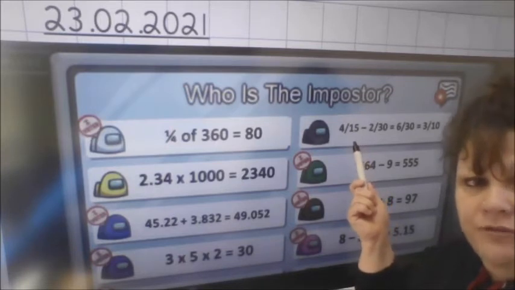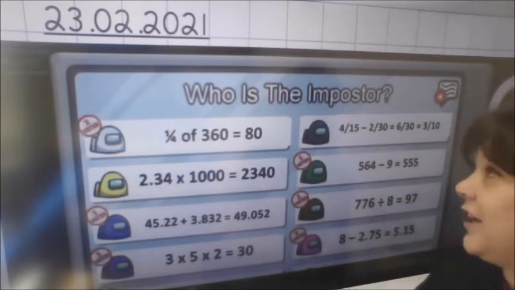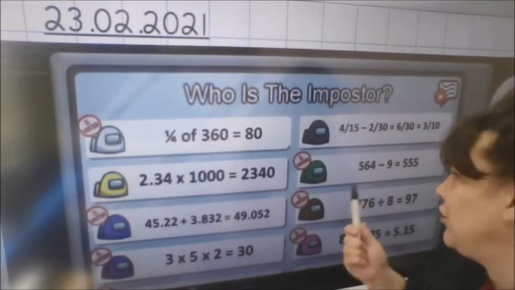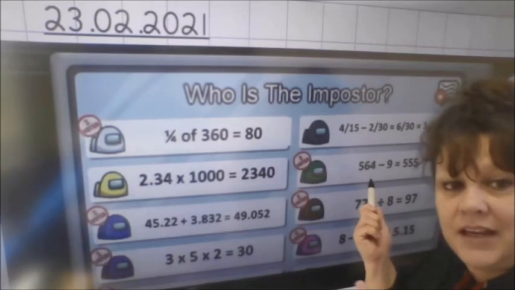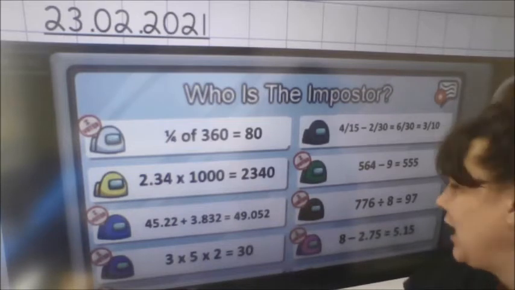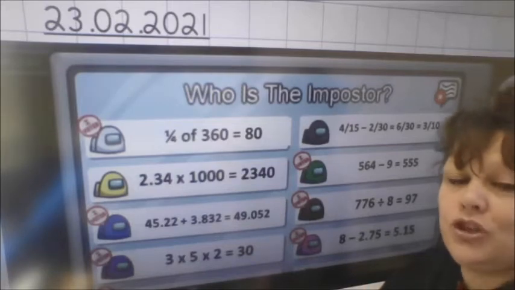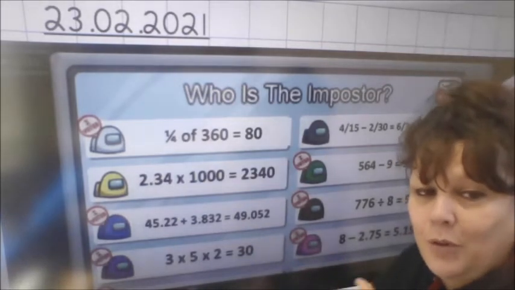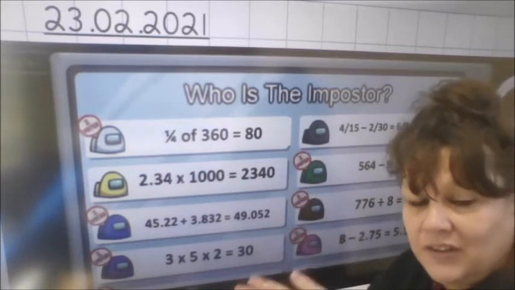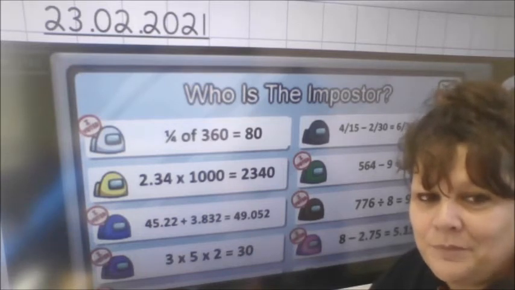Then over here, we've got 2 different denominators, so make sure you use the butterfly method. Then take away, straightforward, perhaps take away 10, then add 1. And here, straightforward division. And then the bottom one, you've got 8 take away 2.75. I would do 8.00 take away 2.75 there, and then all your digits are lining up and you're going to be able to get the correct answer.